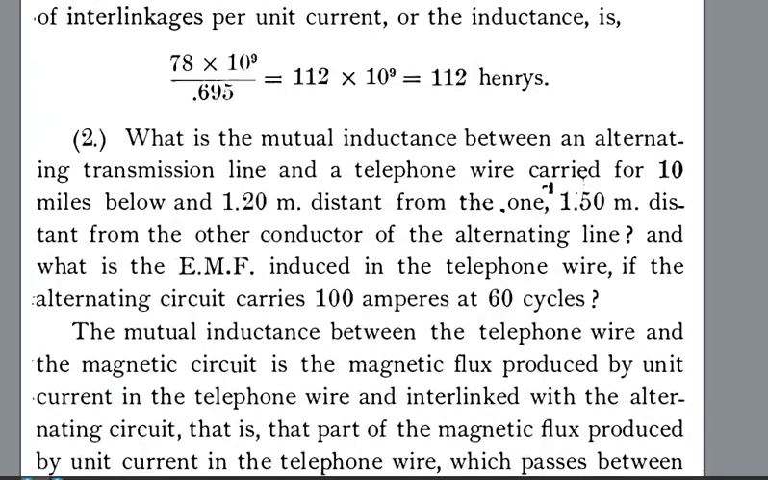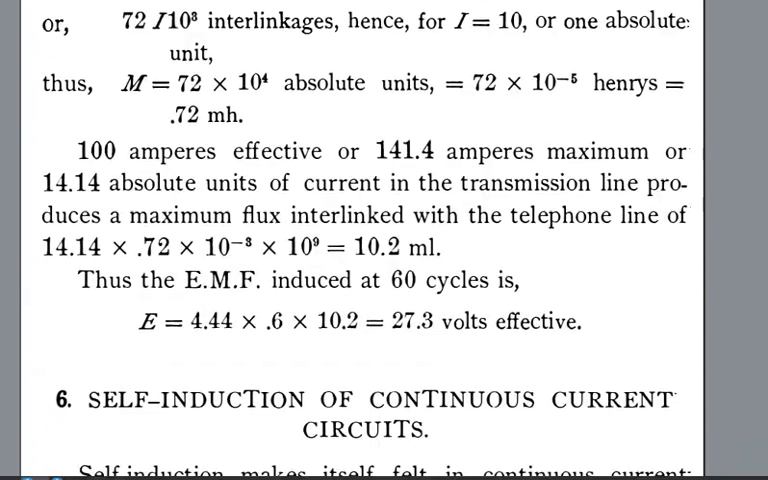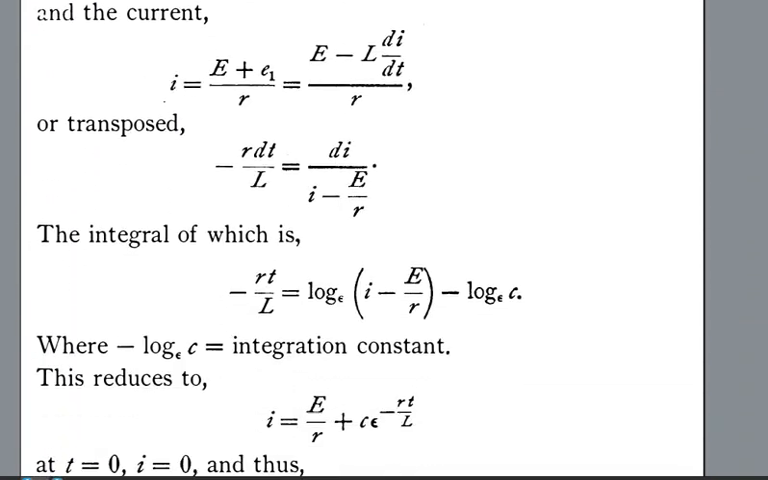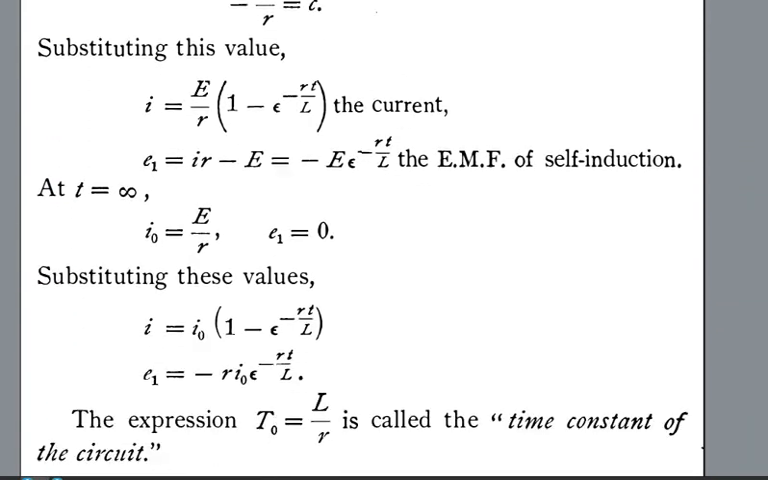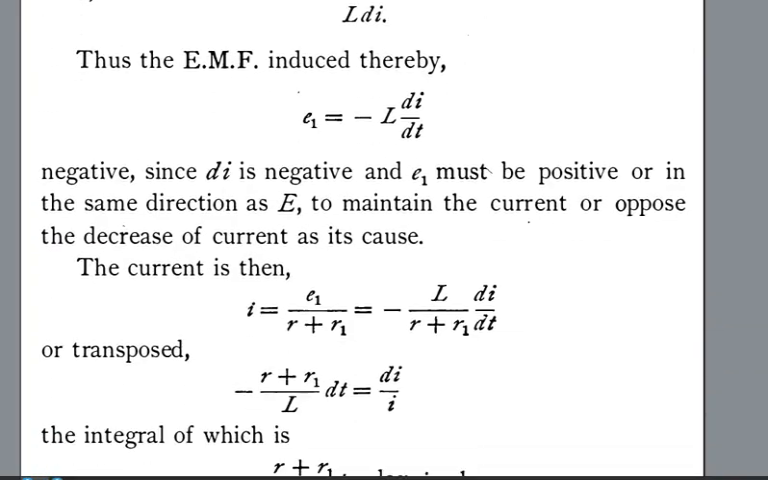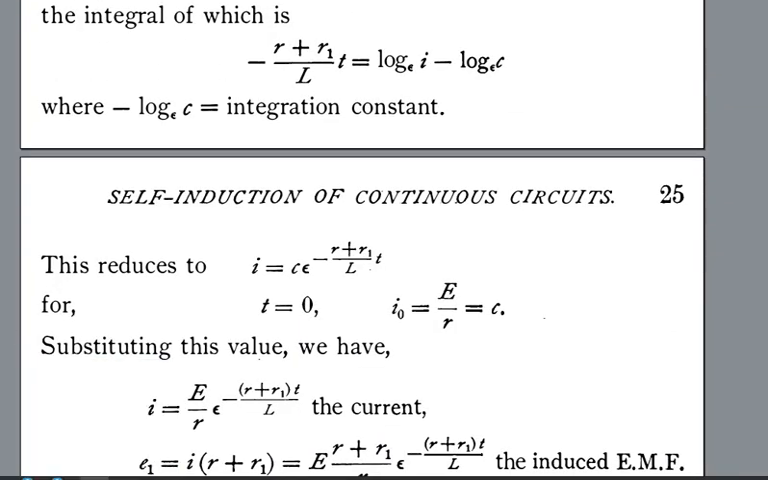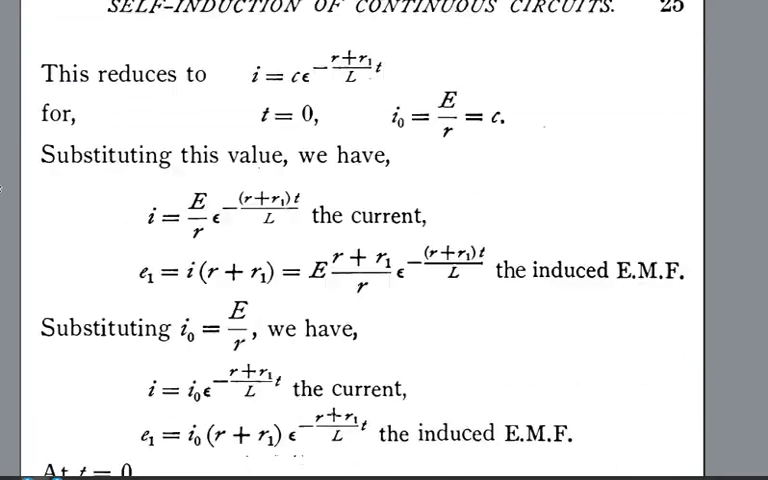Because of this opposition, the current takes time to catch up with the voltage, resulting in a phase lag of 90 degrees between the current and the counter EMF in a purely inductive circuit. I'm not going to go into every detail of this process, and we'll move straight to number 7.